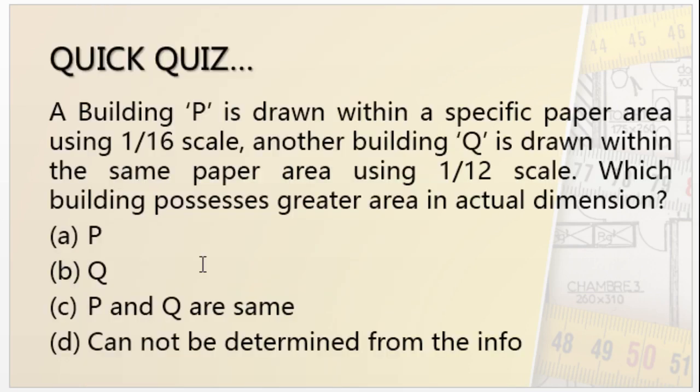Now there is a quick quiz for you. If a building P is drawn within a specific paper area using 1 by 16 scale, another building Q is drawn within the same paper area using 1 by 12 scale. Which building possesses greater area in actual dimension? Whether it will be P, Q, P and Q are the same, or cannot be determined from the information given there.